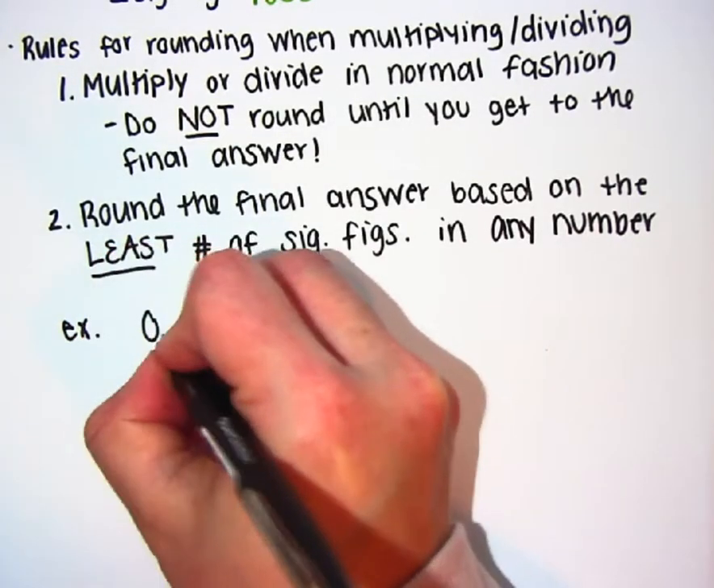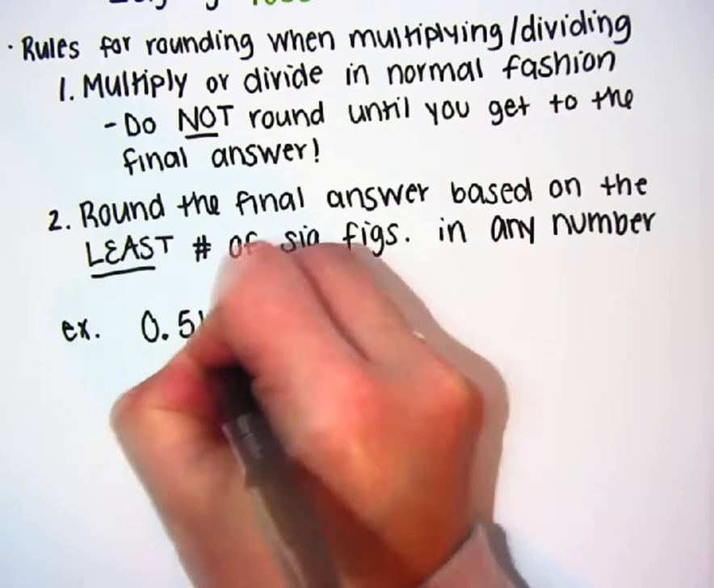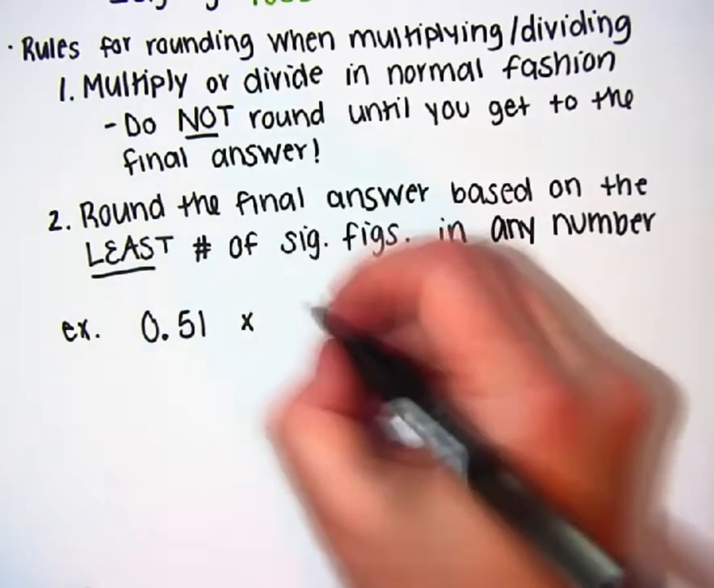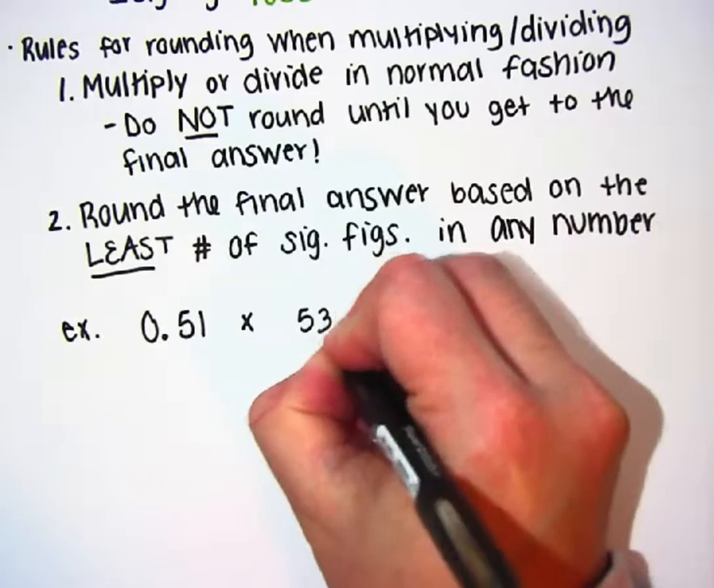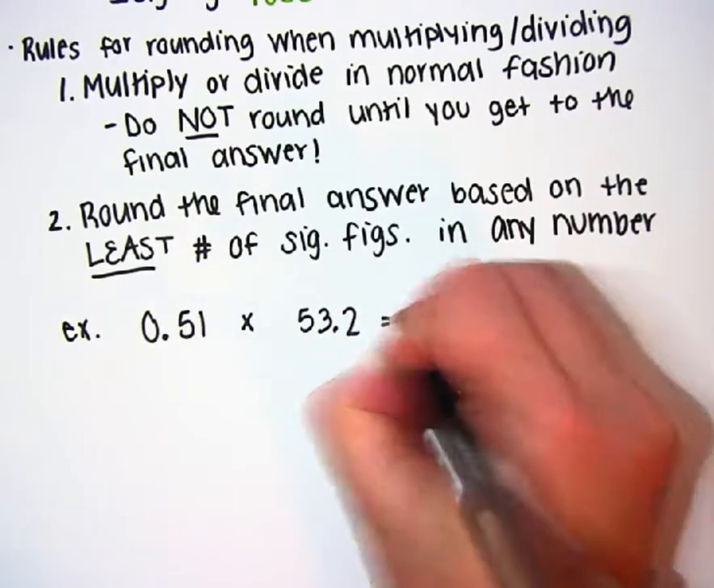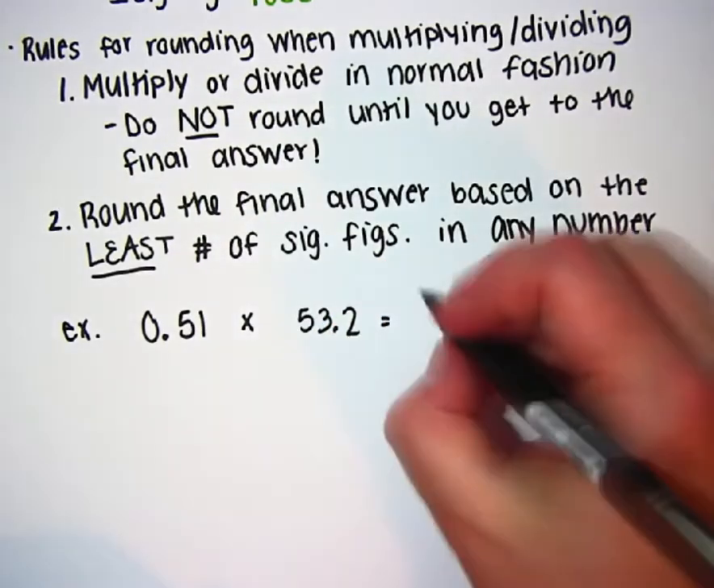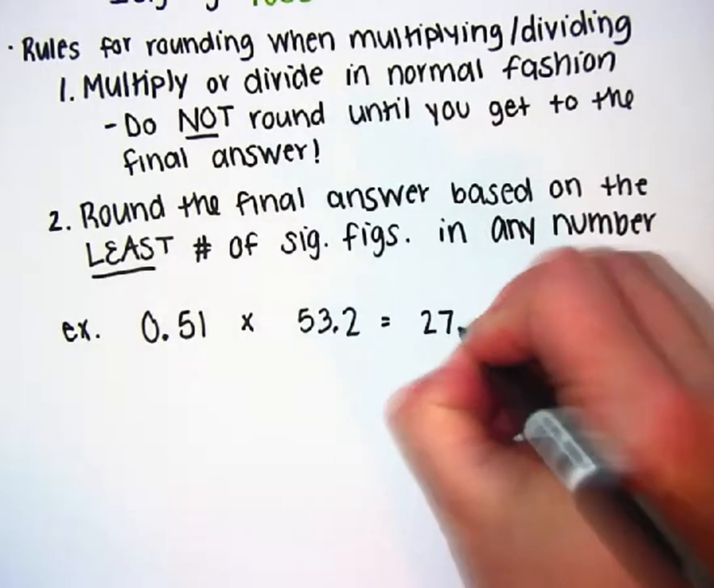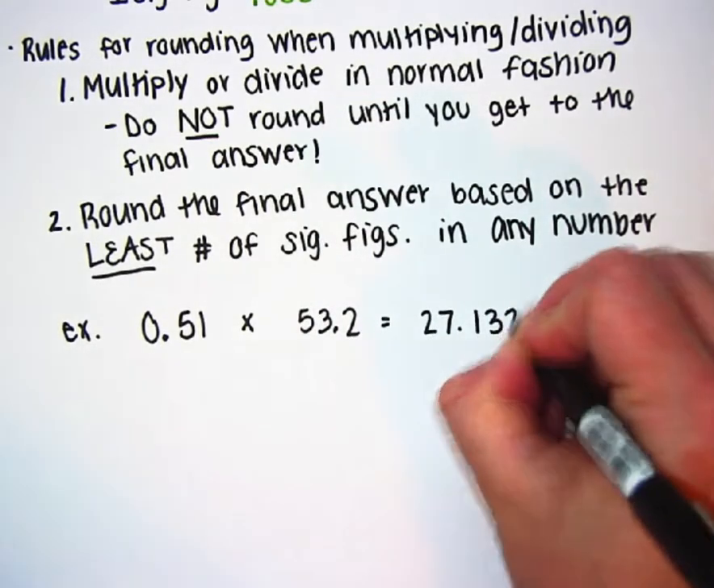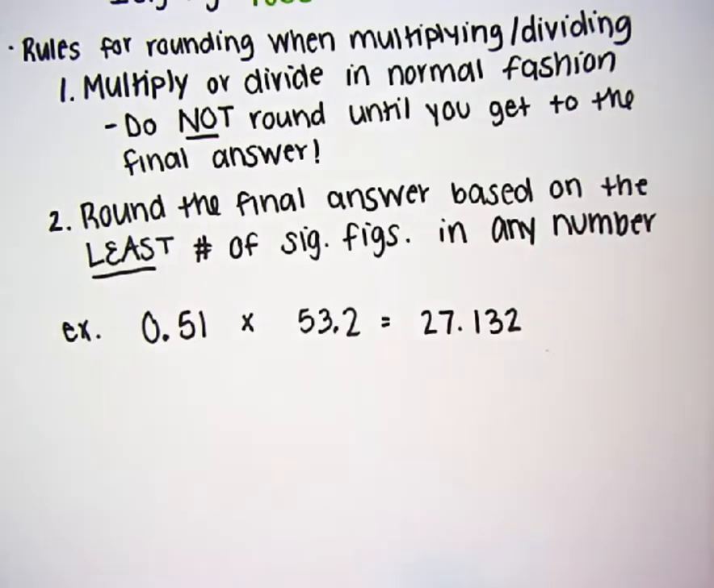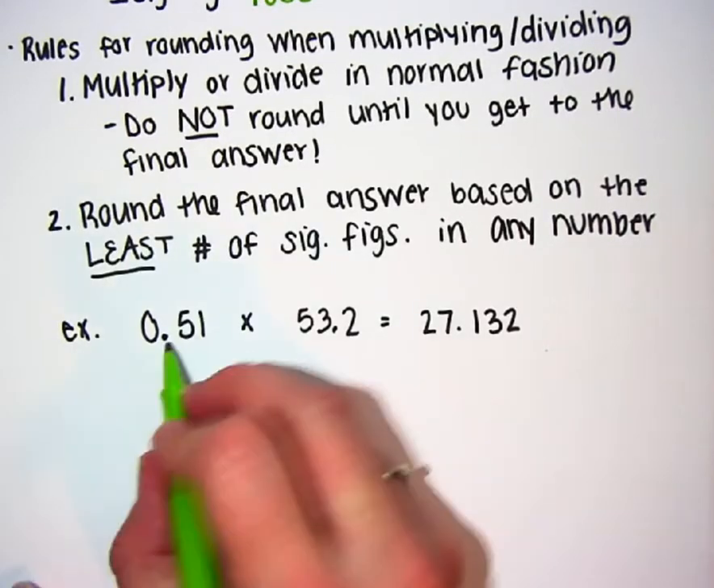So let's say I had 0.51 times 53.2. And we plug this in our calculator and we get 27.132. And we need to round our final answer to the appropriate number of significant figures. So what we want to do is look at each number in the calculation and determine how many significant figures there are.